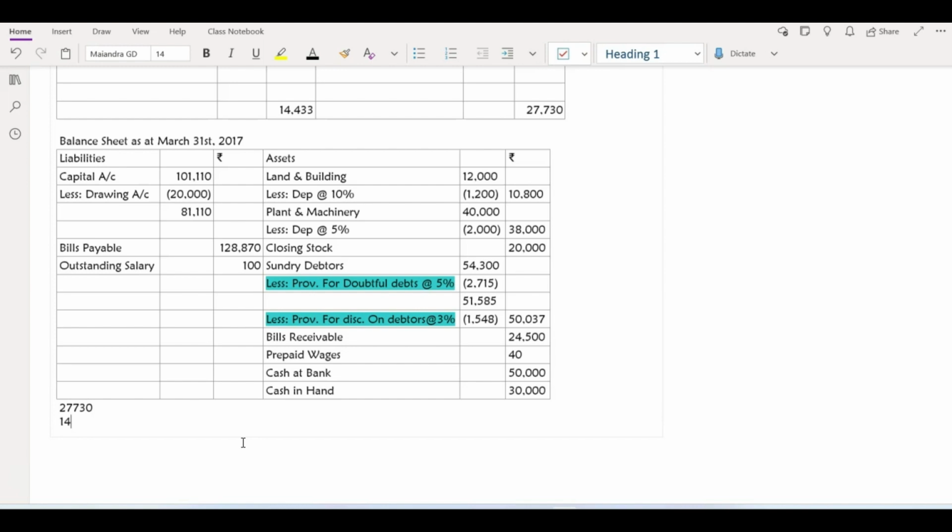27,730 minus 14,433. 10 minus 3, 7. 9. 6 minus 4, 2. 6 minus 4, 2. 7 minus 4, 3. And 2 minus 1. 13,297. Alright, now we have to pay one working note.